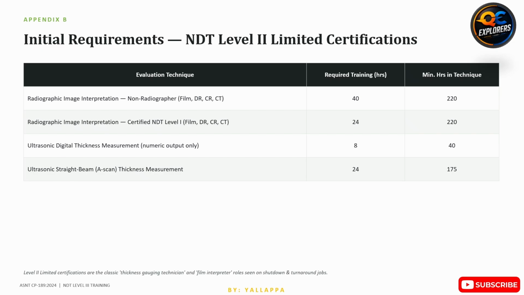Let's look at the table shown on this slide. The first category is radiographic image interpretation for a non-radiographer, covering conventional film radiography, digital radiography, computed radiography, and computed tomography. Notice that this candidate requires 40 hours of formal training and 220 hours of practical experience. The higher training requirement reflects the fact that the individual does not already possess radiographic inspection experience.